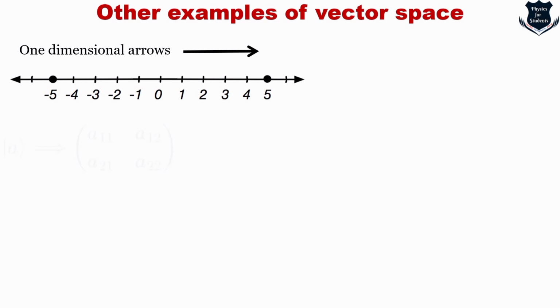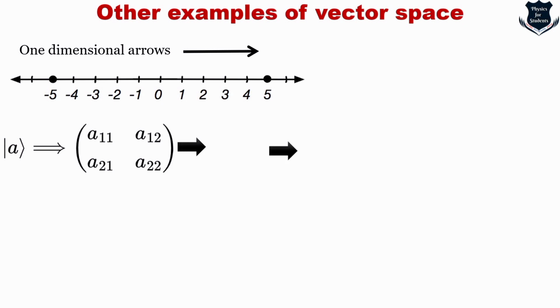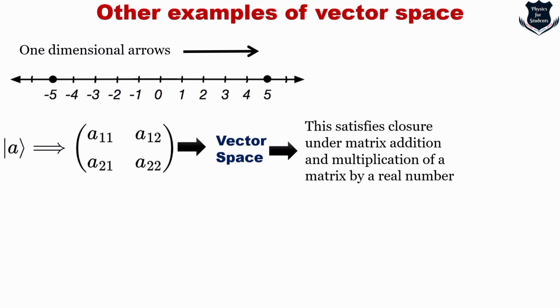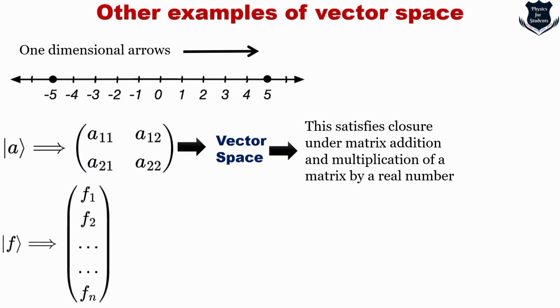So for example, a collection of 2 by 2 matrices can also be a vector space, right? You can easily show that it satisfies the closure that we have seen under matrix addition and multiplication by a real number, right? So that is one. Another is that although we can think about 1, 2 or 3 dimensional space, we can fairly easily abstract the idea of a vector space into higher dimensions.